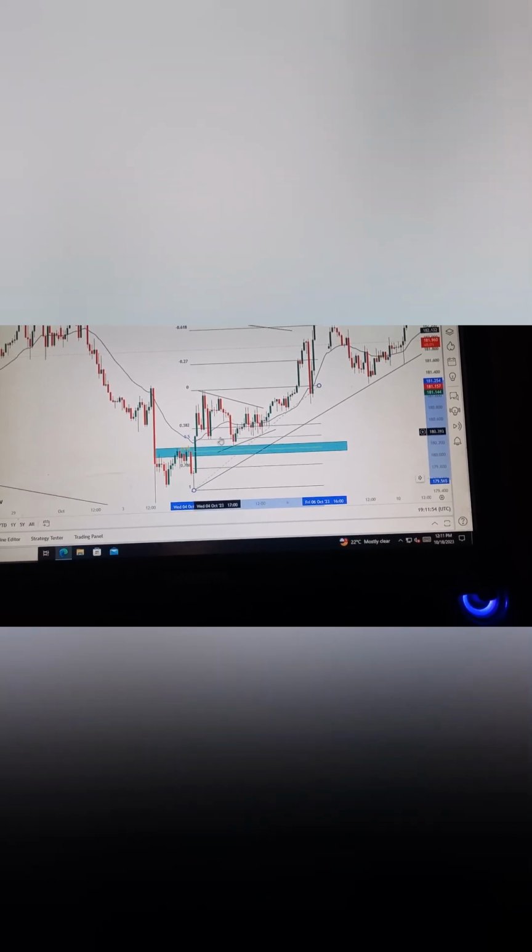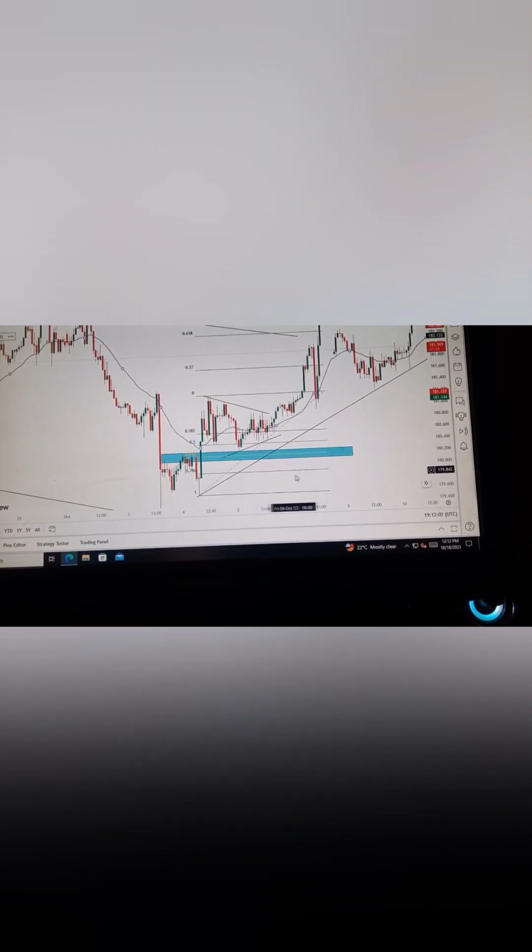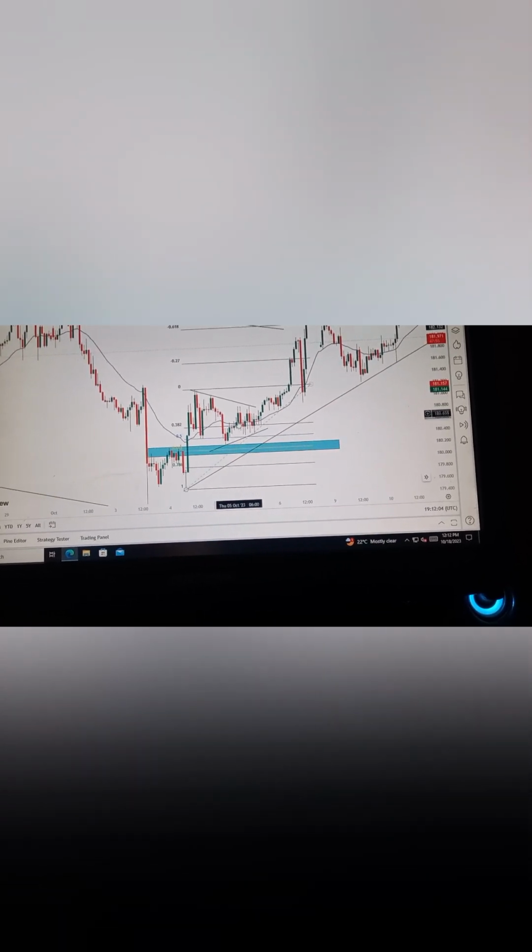It became resistance and support. It became support here. So after the scandal here, the thing I do is I'll wait for the break of the moving average. This purple line here, this is the SMA, and this is the 14, I think. Let me just check. Yeah, this is the 14 SMA, smooth moving average. I'll wait for the break and the retest.